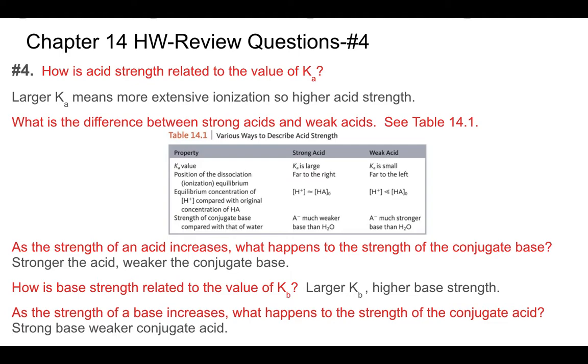As the strength of a base increases, what happens to the strength of the conjugate acid? Similarly to the strength of an acid and its conjugate base, the stronger a base is, the weaker its conjugate acid. So when we have sodium hydroxide, a strong base, I do not worry about sodium ion having any effect on pH, just the hydroxide. When we have ammonia, then the ammonium ion, the conjugate acid of ammonia, will have some acidic properties. Okay, so there's question number four.